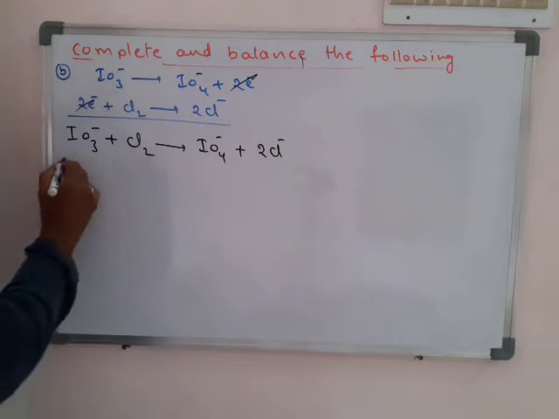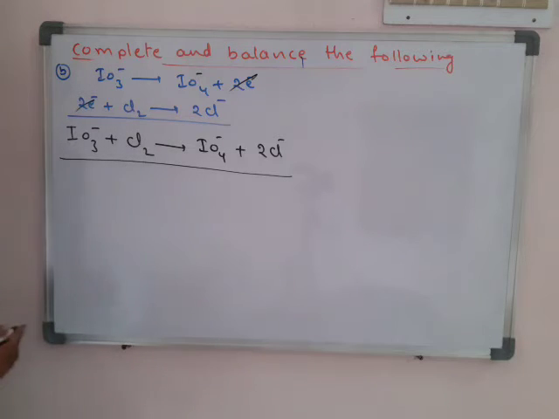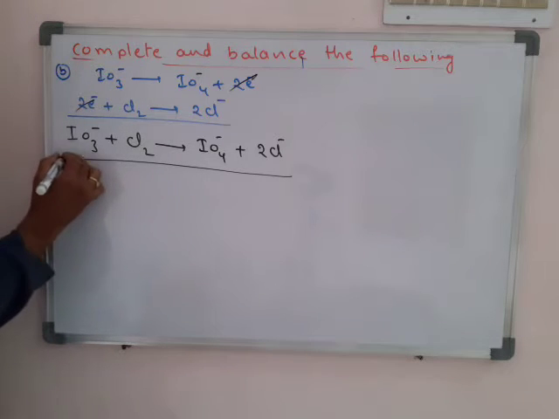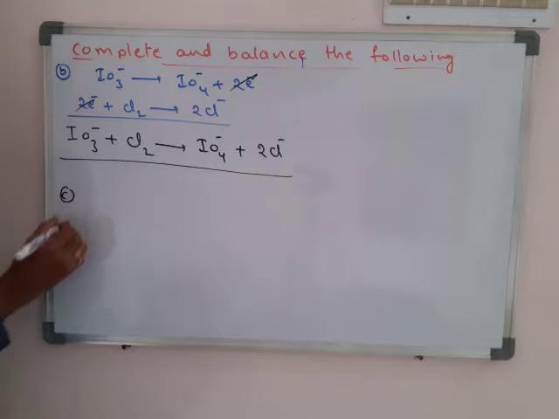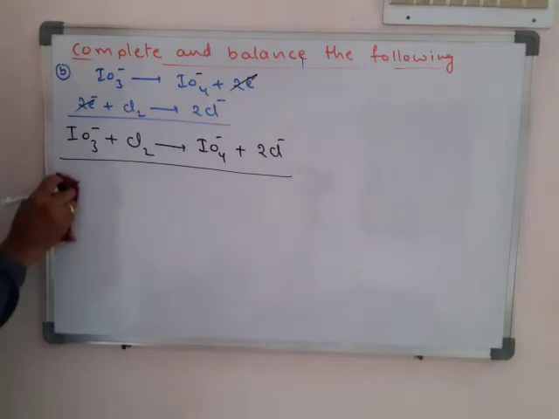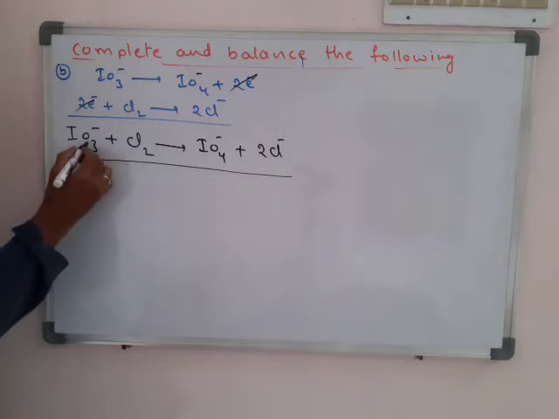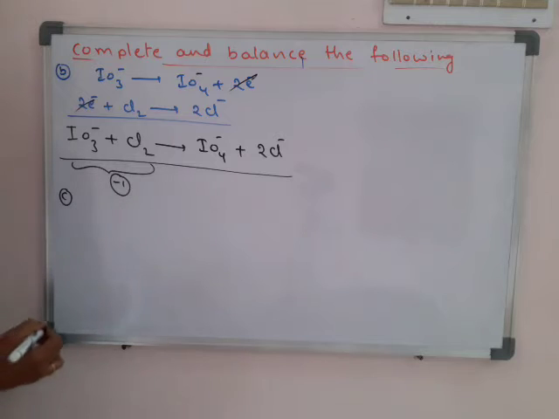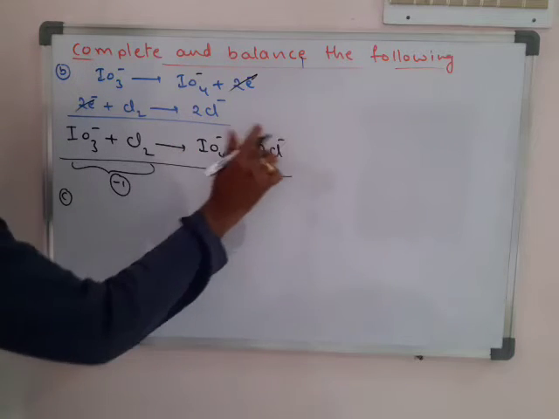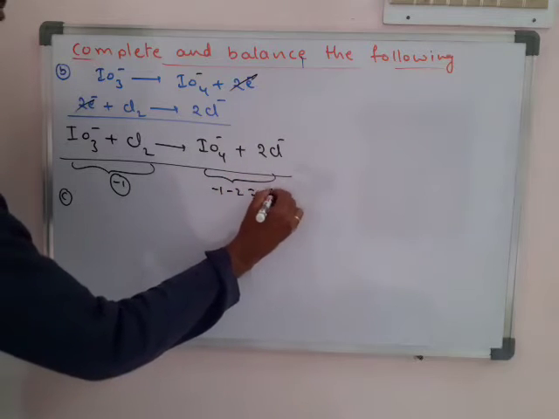So now balance the other atoms. For the remaining, first we have to balance the charge. What is the left side charge? Left side charge is -1. In step C we balance charge, again following the oxidation number method. What is the charge at the left side? Total -1. What is the right side charge? This is -1, this is -2 units, total -3.